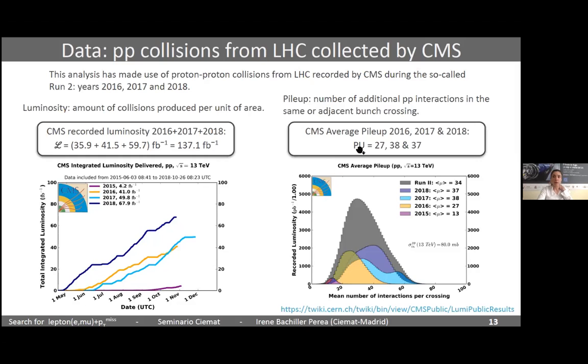Then the number of additional interactions in the same or the adjacent bunch crossing is the so-called pileup. The pileup is also a bit different between the three years. This is the distribution of the mean number of interactions of the pileup. And the Monte Carlo reproduces the pileup, but not exactly as the distribution for data. Then we correct the Monte Carlo to reproduce exactly this distribution of pileup.